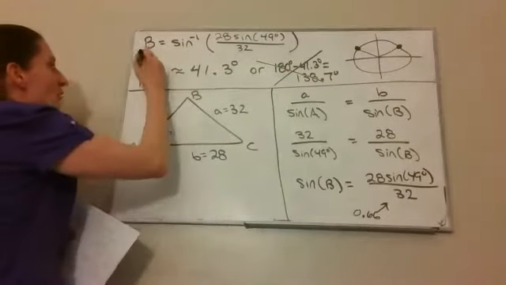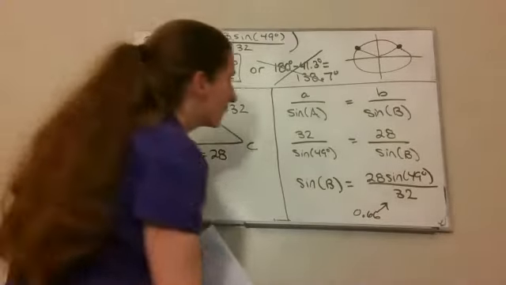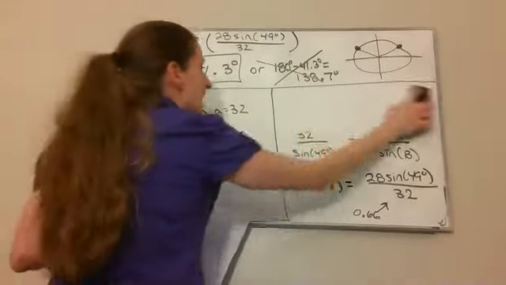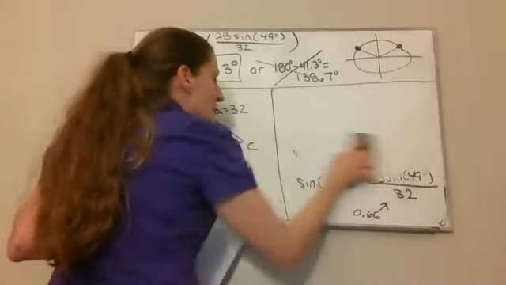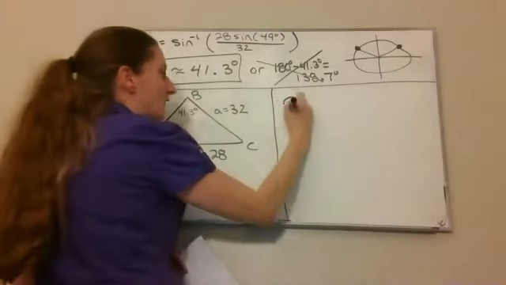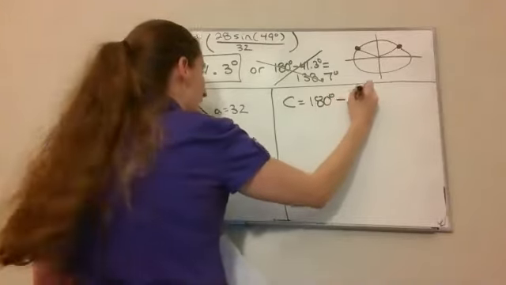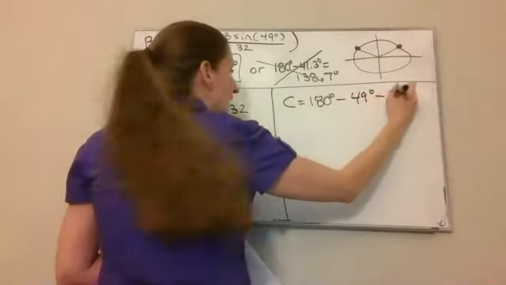But now I know angle B is about 41.3 degrees. Now I can take that information and figure out what my angle C is. Angle C is equal to 180 degrees minus angle A and minus angle B.